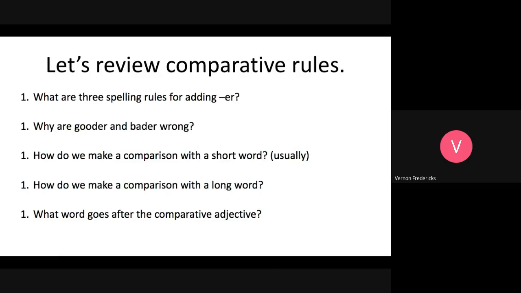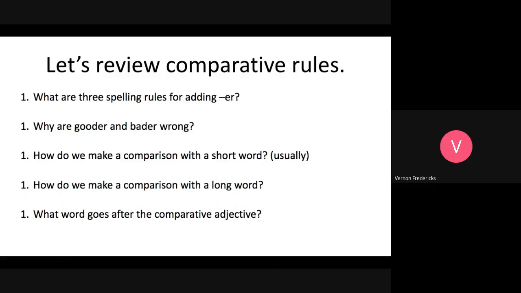Why are gooder and badder wrong? Okay. Number 3. How do we make a comparison with a short word usually?